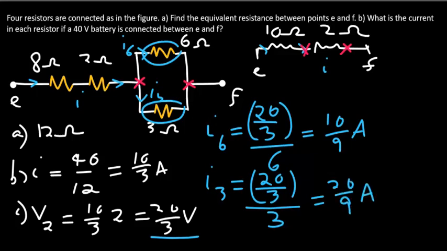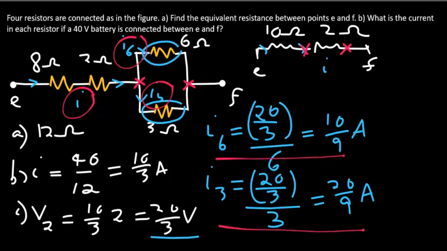Now you see that I6 plus I3 should sum up to I according to the diagram. So indeed, if you take this number, you add that to that number, you will get that. And that solves the problem.